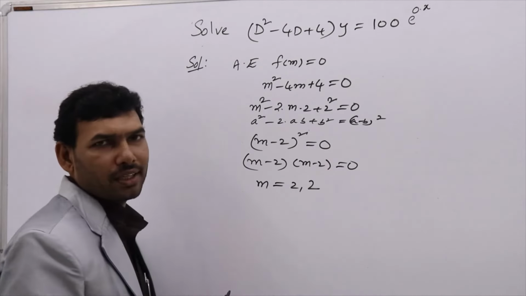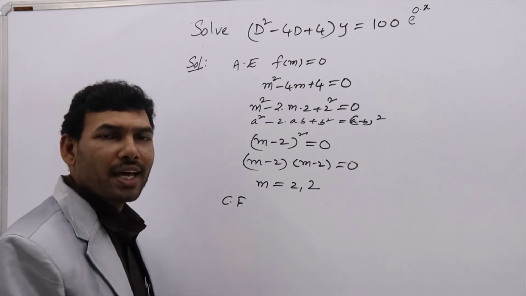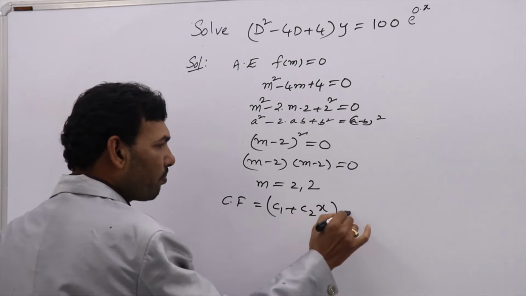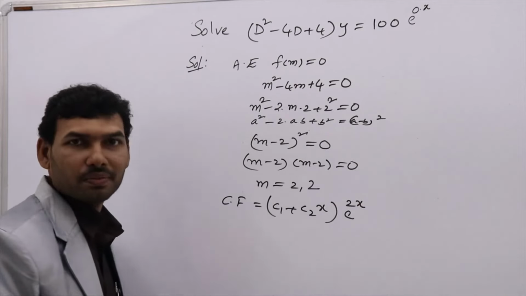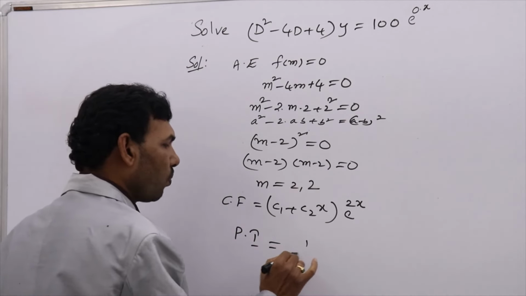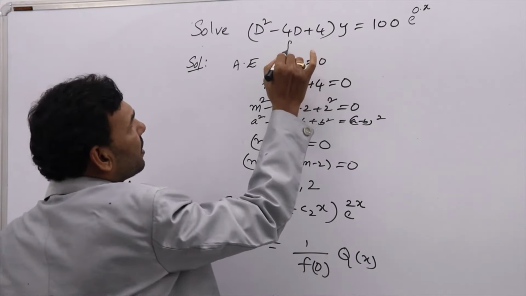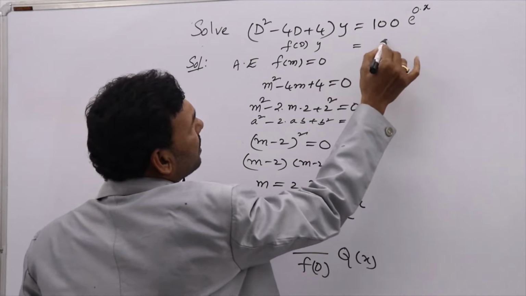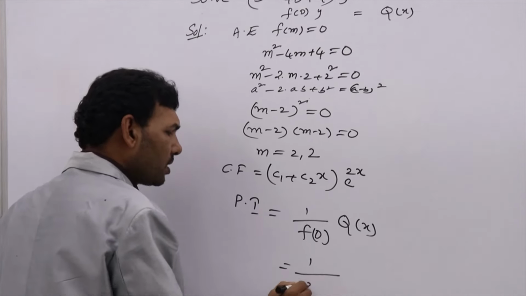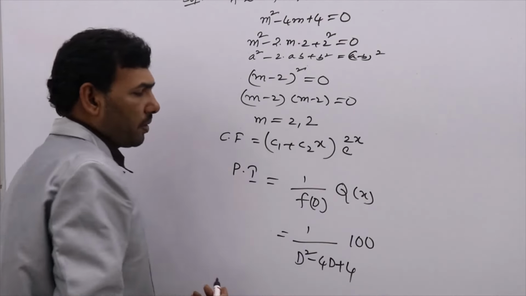Whenever you get roots real and equal, I said there are CF rules. In that, if roots are real and equal, we write CF like this: C1 plus C2x into e power m1x, e power 2x. Now, particular integral: 1 by f of D into Q of x. Generally, this is f of D, this is Q of x. So f of D is D square minus 4D plus 4 into 100.